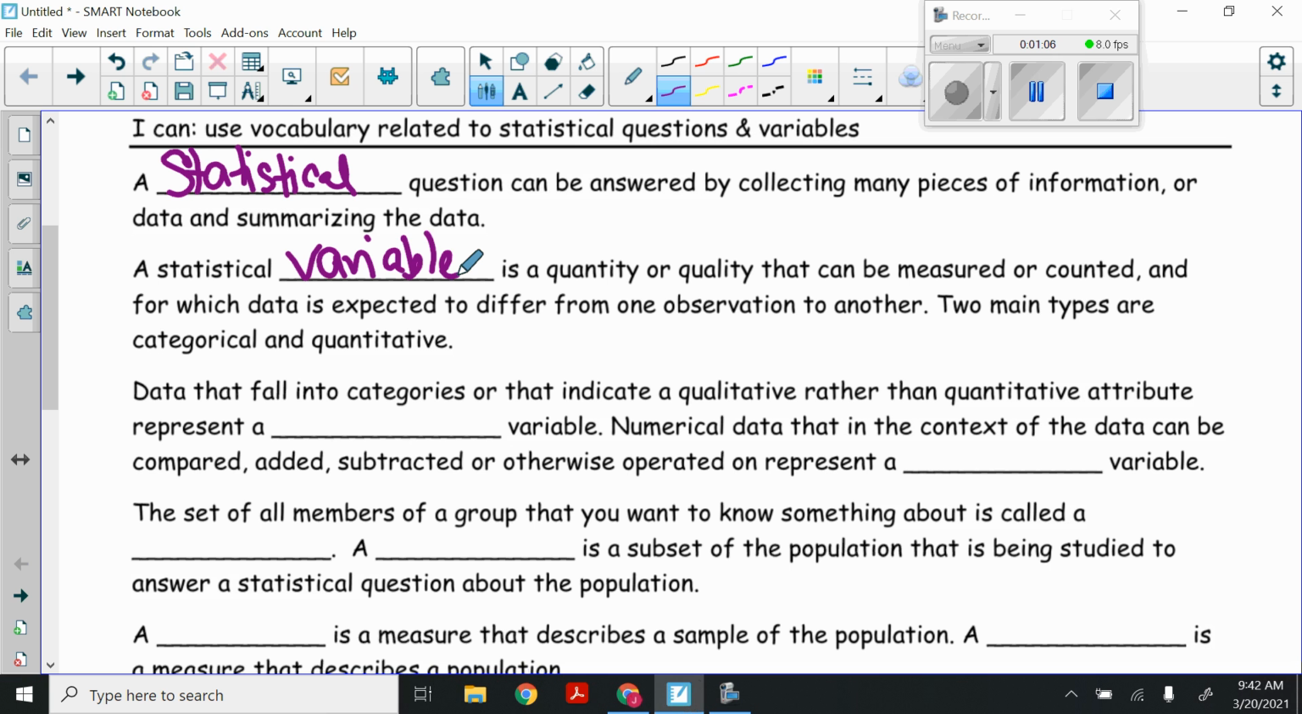There are two main types of statistical variables. Those are categorical and quantitative. Data that fall into categories or that indicate a qualitative rather than quantitative attribute represent a categorical variable. So this is data that you can put in some type of category. Numerical data, so has numbers that in the context of the data can be compared, added, subtracted, or otherwise operated on, represent a quantitative variable.